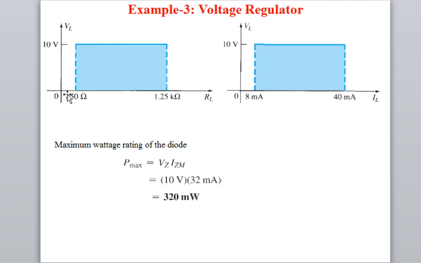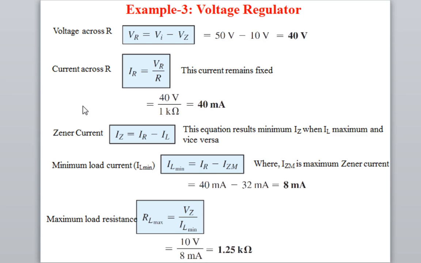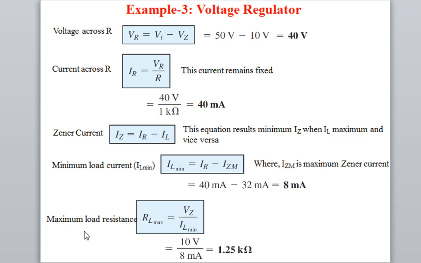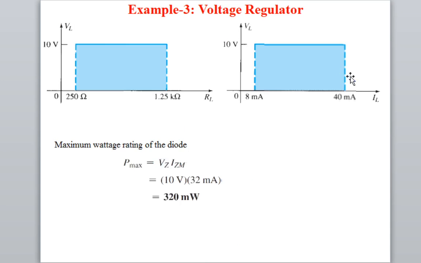This 250 ohm is the minimum load resistance. Minimum load resistance corresponds to the maximum current, that is 40 milliampere, and this is 1.25 kilo ohm. Maximum resistance corresponds to the minimum current, that is 8 milliampere. So this is the corresponding load current and output voltage.